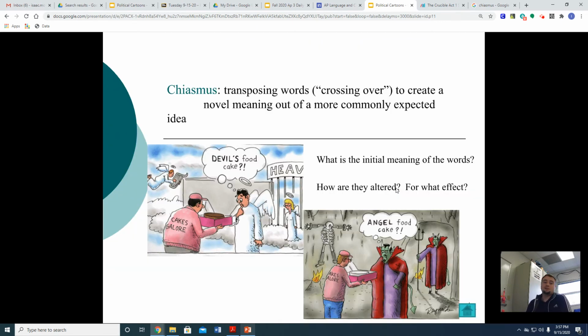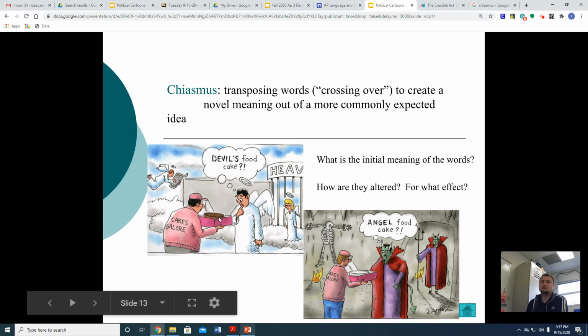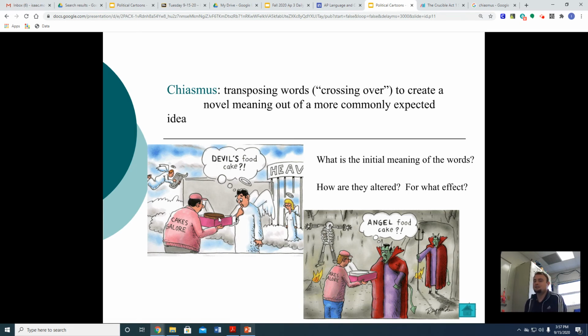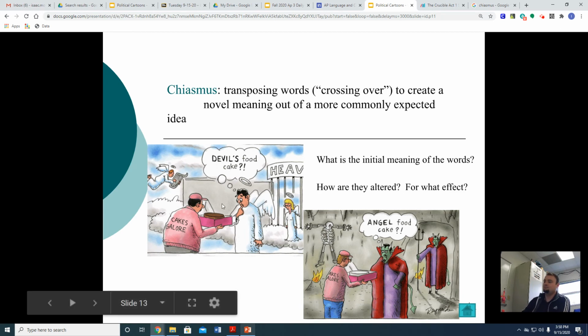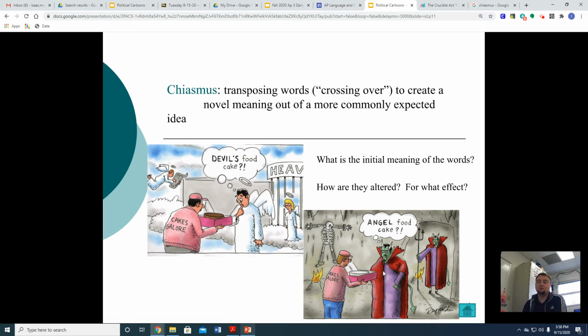I just realized I pronounced this wrong. It's actually pronounced chiasmus. Transposing words, crossing over to create a novel meaning out of a more commonly expected idea. So we're all familiar with devil's food cake, so it kind of plays with the idea of an angel receiving devil's food cake and being like, I'm not sure I can have this, doesn't seem right. So they contrast this with a devil getting an angel food cake and being surprised.